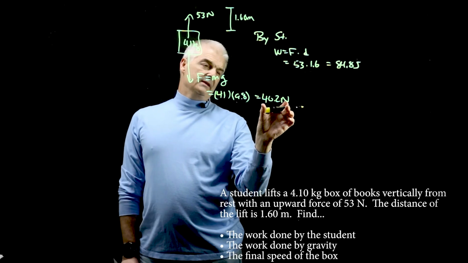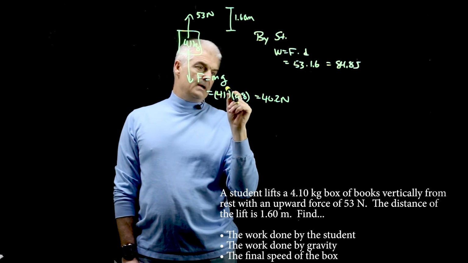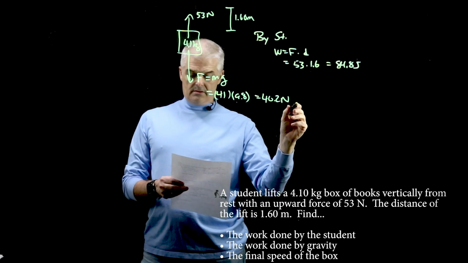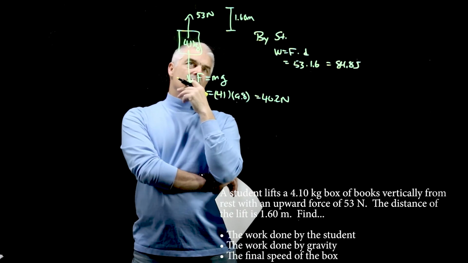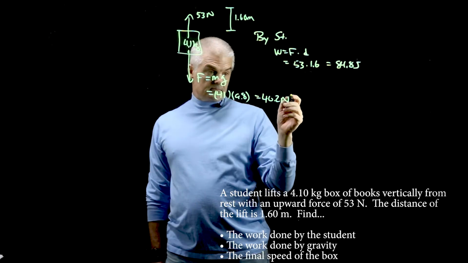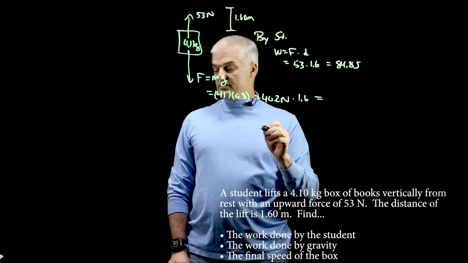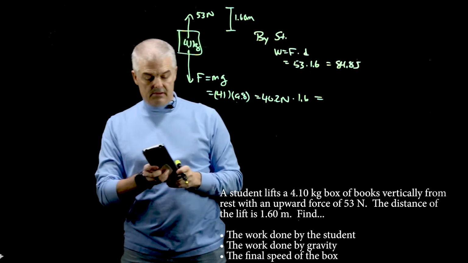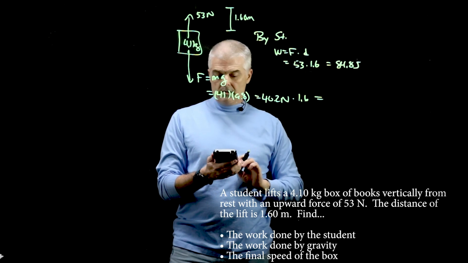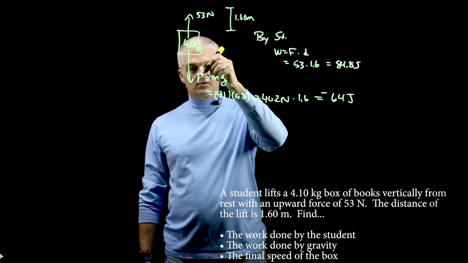Now, the work done by gravity: to do work equals force times distance, you'd multiply this by 1.6. So 40.2 times 1.6 is 64 joules. But this is negative 64 joules, if you will, because it's going in the opposite direction.